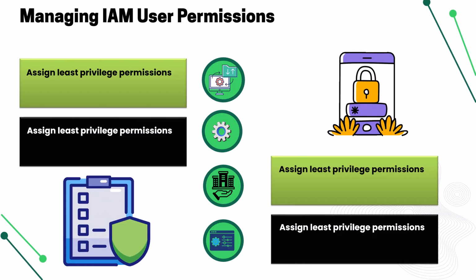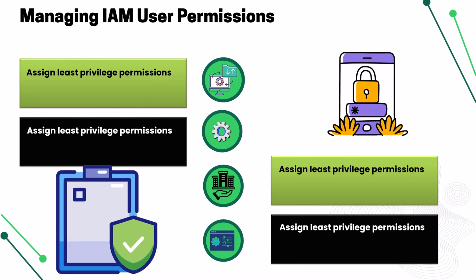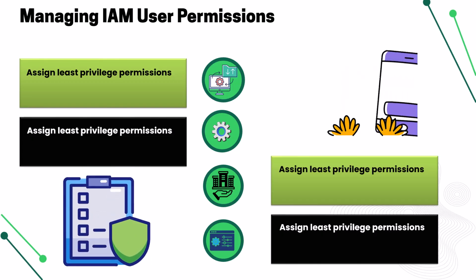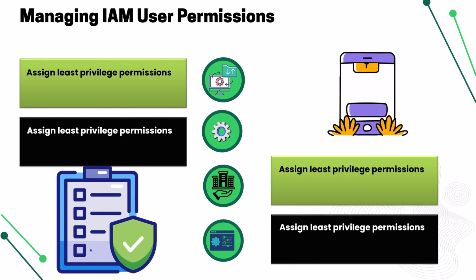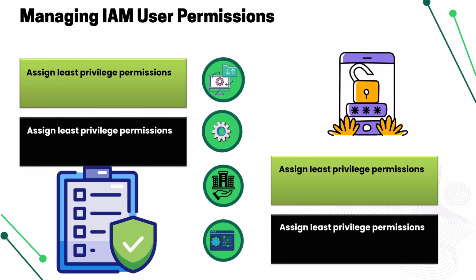Permissions should be tight. Don't hand out admin access like candy. Stick to the least privilege principle. Use groups to keep things organized and regularly check policies. Think of it as cleaning your closet. Tidy permissions mean fewer security headaches.